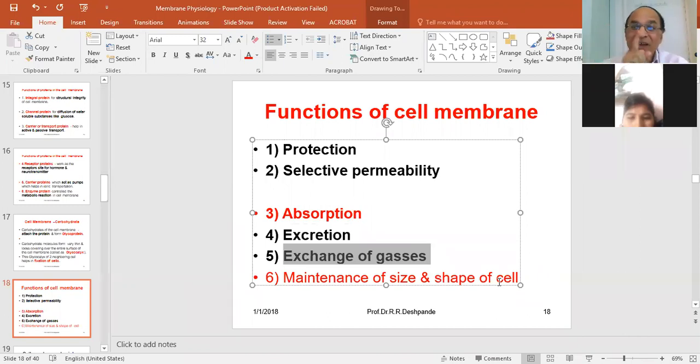If that shape is damaged, then that is pathology. Do you remember sickle cell anemia? You know sickle cell anemia? The RBCs are shaped like a sickle. Because of that abnormal cell membrane, the RBCs become fragile, break easily, and hemolytic anemia takes place in sickle cell anemia. Hemolysis. So this is maintenance of size and shape.